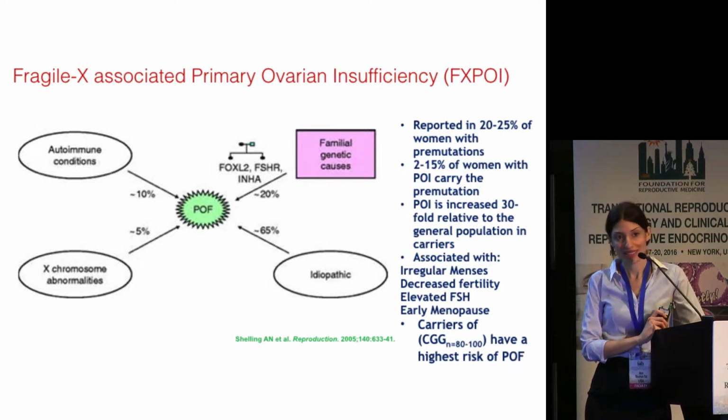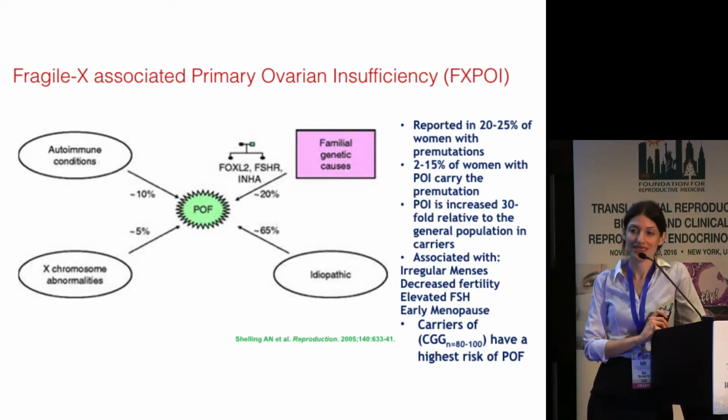In fact, women carriers of the premutation enter menopause on average 5 years earlier than their siblings without the premutation. And the association between CGG repeat numbers and POF is not linear, in that CGG repeats of 80 to 100 have the highest risk of POF.